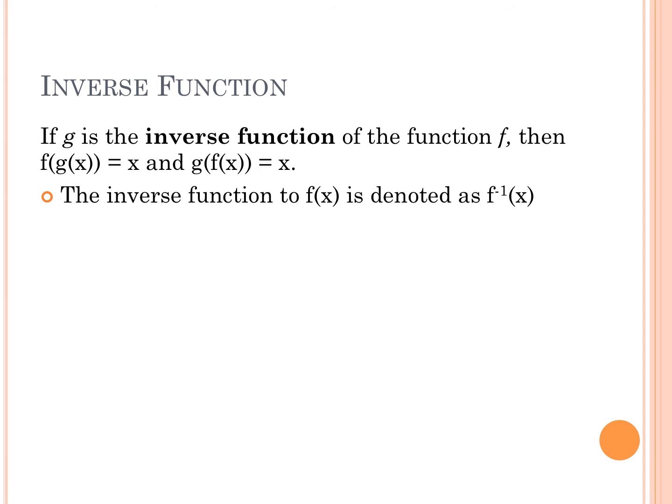The inverse function to another function is one in which when you find the composite of those two functions, everything would cancel out except x. So if I have two equations and it says is one the inverse of the other, I would find f of g of x and g of f of x.